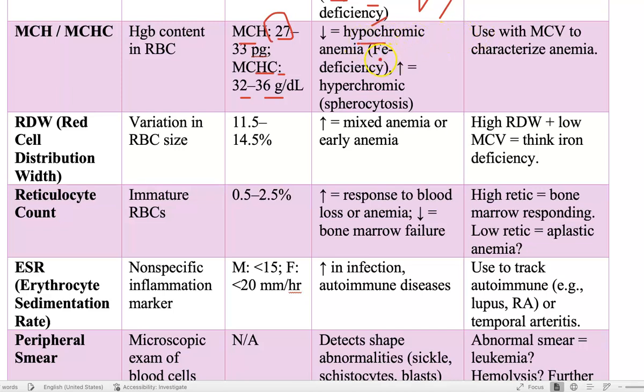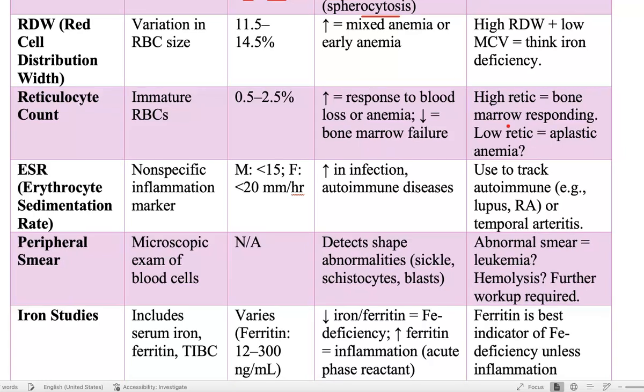Hypochromic anemia, Fe deficiency, which is iron deficiency, hypochromic anemia. It is increased in somebody with hyperchromic anemia, like spherocytosis. Now, what do you want to use with MCV to characterize anemia? That's the critical thinking application of that.